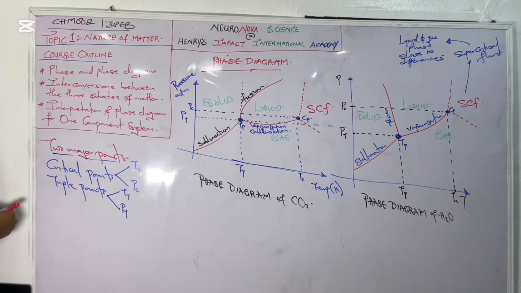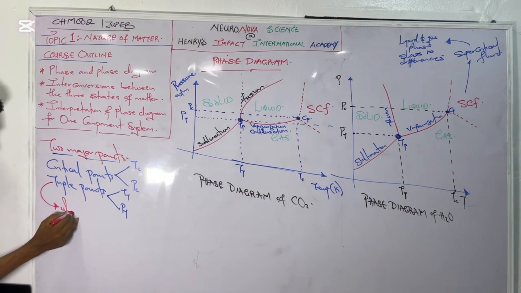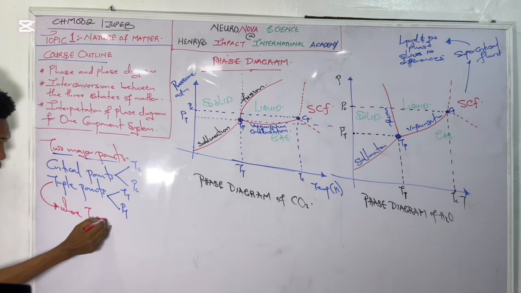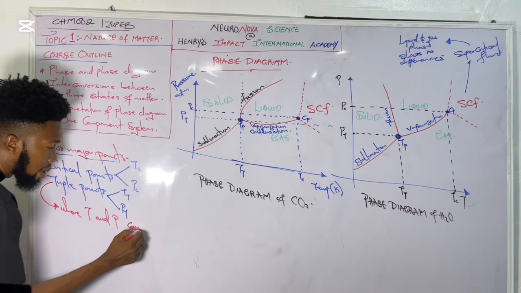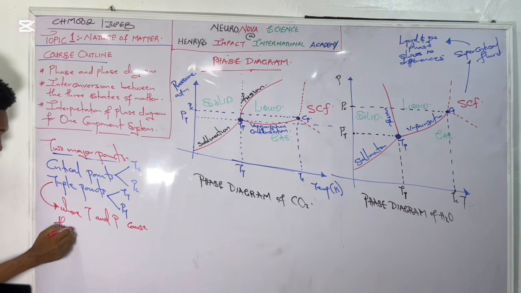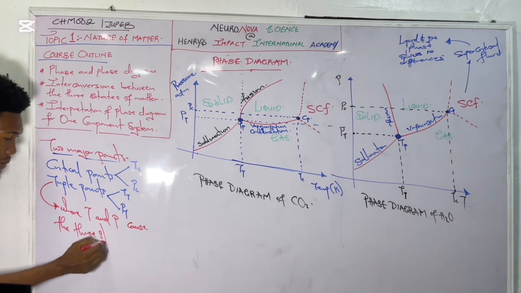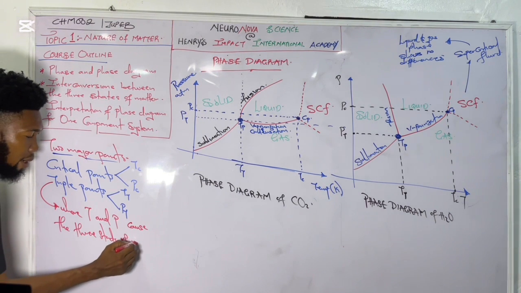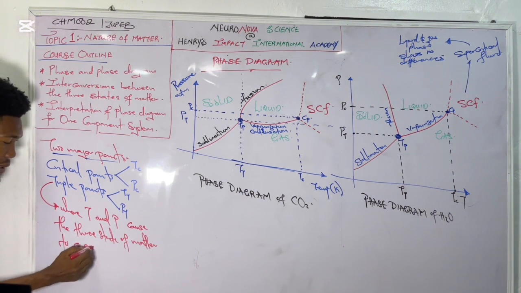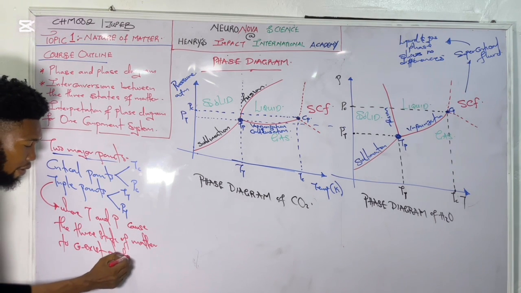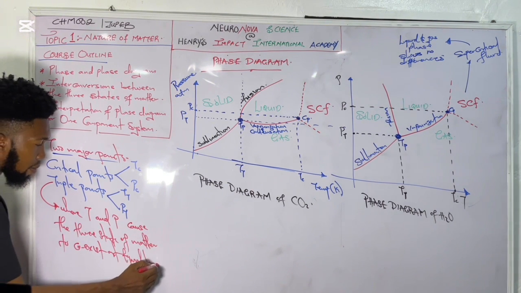So you are saying the triple point is that point where the temperature and pressure cause the three states of matter to coexist at equilibrium. Very, very key.